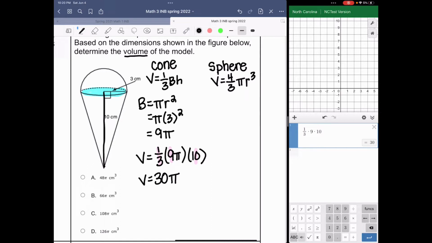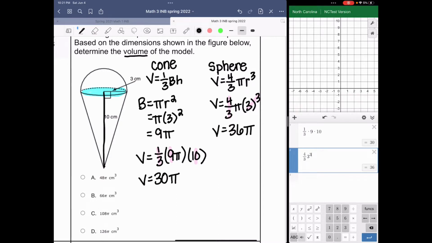All right, now I'm going to do the volume of my sphere. So I have 4/3, and that's going to be pi, and my radius is still going to be 3, but that's going to be cubed. So again, I'm going to do 4/3 and the 3's cubed. And that's going to give me 36. And I have 36 pi here.